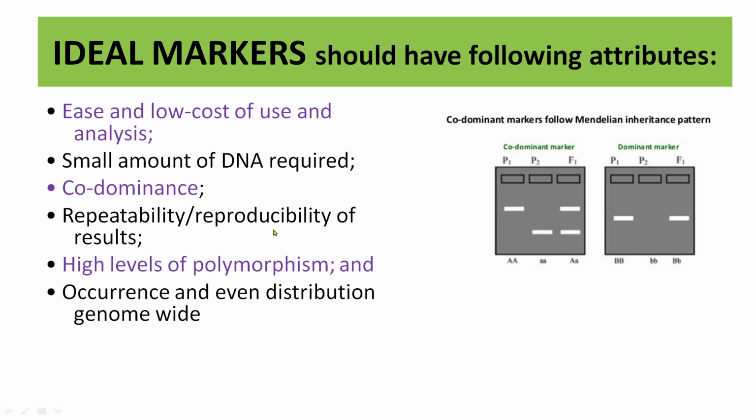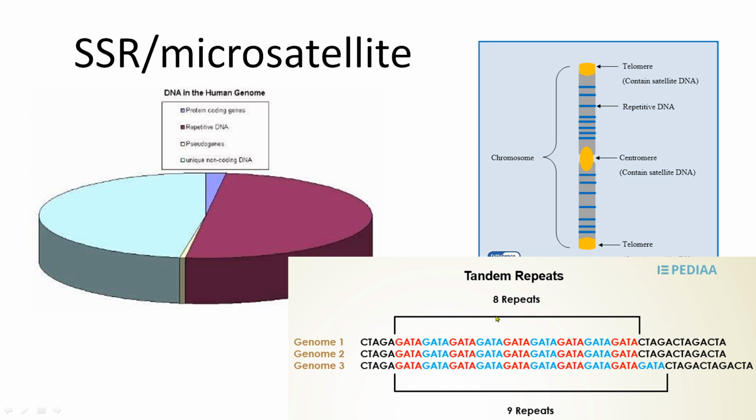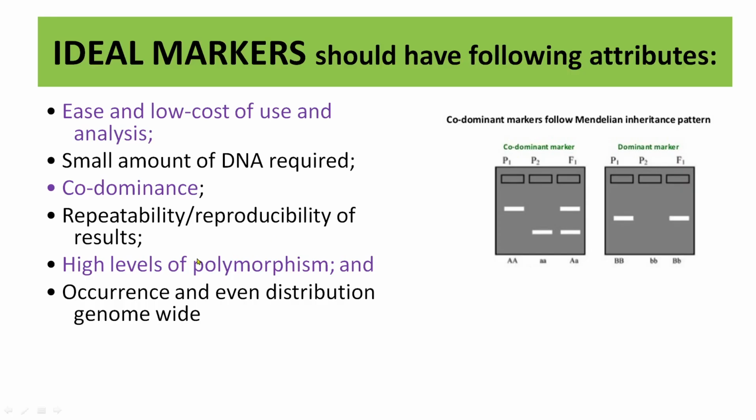The next one is repeatability or reproducibility of results. That means if you repeat the experiment next year or the next time, it should show the same results. The next one is a high level of polymorphism. In the case of SNP markers, the polymorphism is A, G, T, and C, so only 4 different polymorphisms are possible, compared to SSR markers, where you have various kinds of polymorphisms, like 1, 2, 3, 4, 5, 6, 7 up to 100 and more. So an ideal marker should have a very high level of polymorphism.